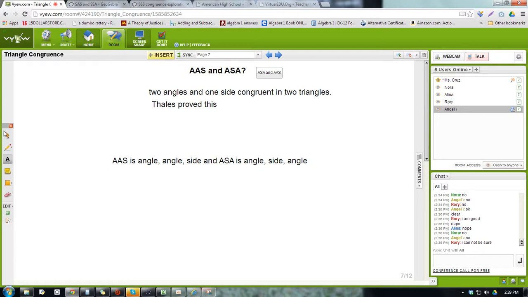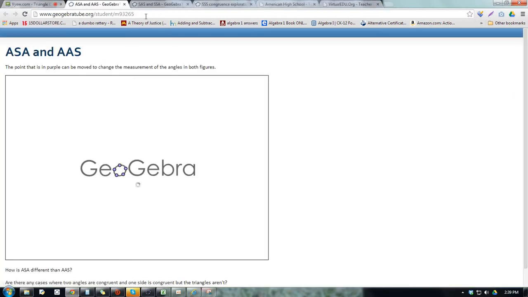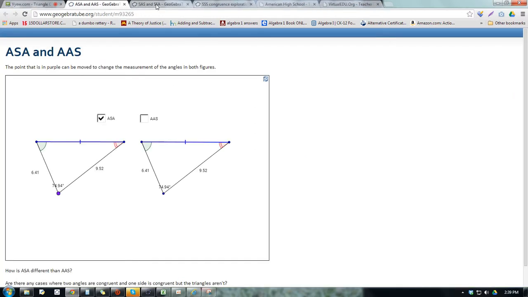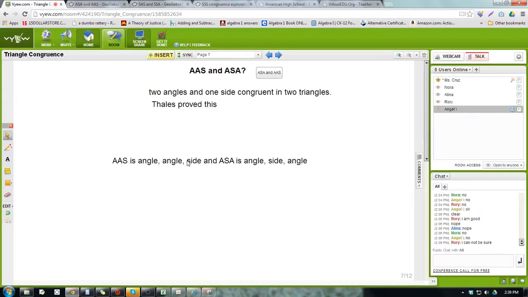Go ahead and press on the button for ASA and AAS. You should see a page with two triangles like before. Once you have that open, go ahead and raise your hand once you see the two triangles.